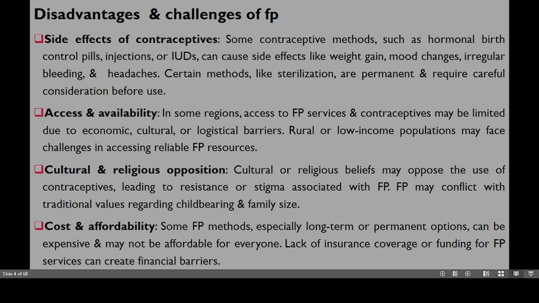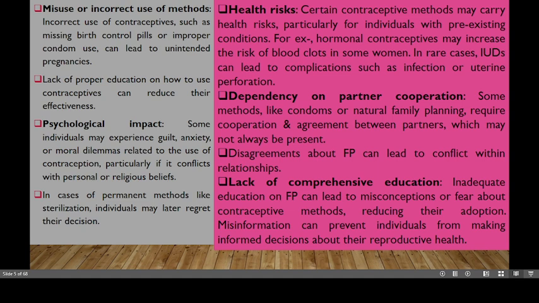This is limited, and it cannot cover these methods, and this could create financial burdens and barriers for different families. We also have misuse or incorrect use of methods. Incorrect use of contraceptives, such as missing birth pills or improper condom use, can lead to unintended pregnancies, and this defeats the meaning of using such methods. Lack of proper education on how to use contraceptives can reduce their effectiveness.